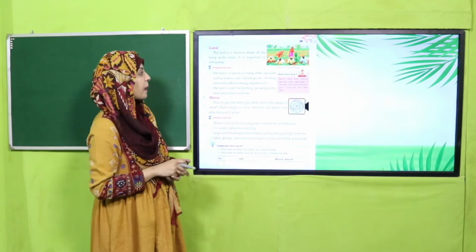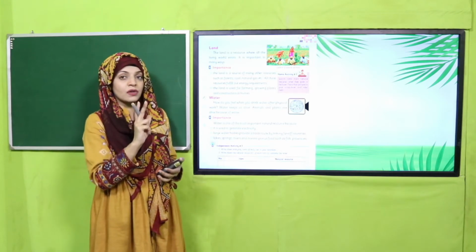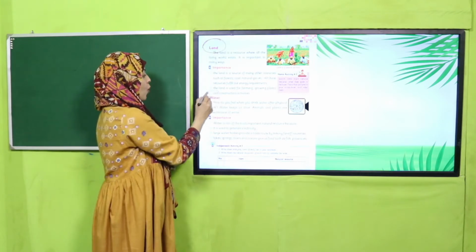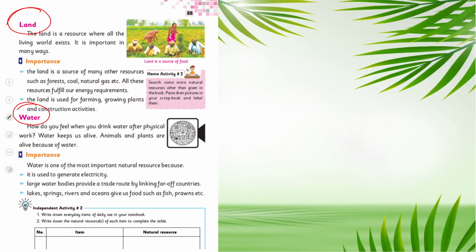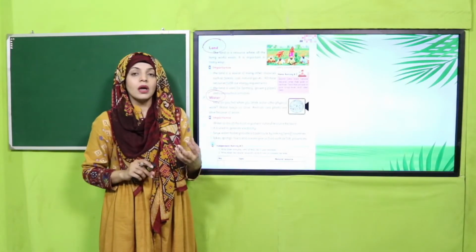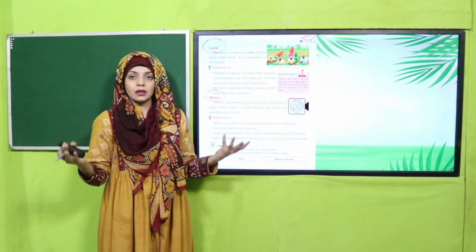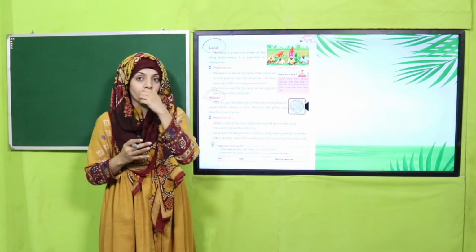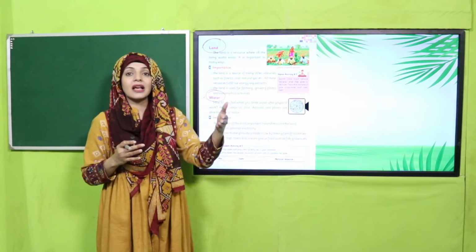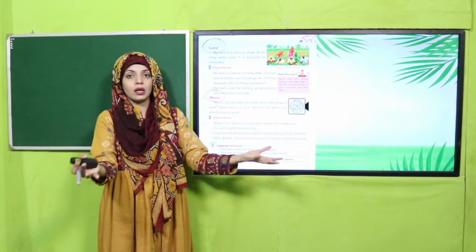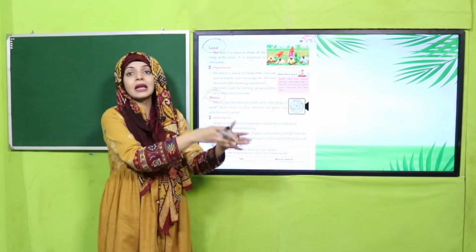And on this page, we studied about two natural resources, which were land and water. These are also very important natural resources. On land, we grow crops. You grow a lot of plants in it. And there are other natural resources which we get from the land like coal, natural gas, oil. These are all natural resources which exist in land.